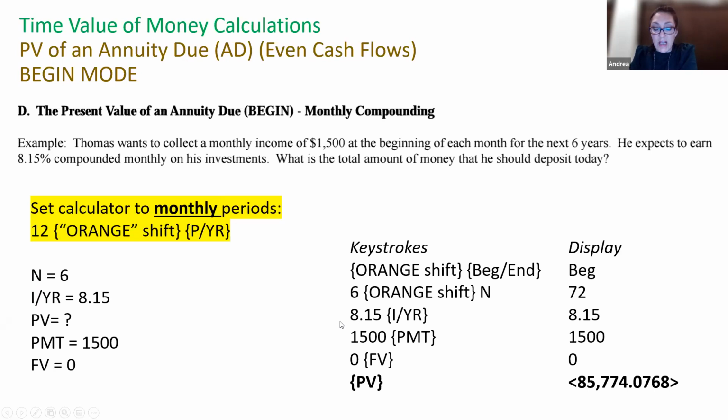Your interest rate is 8.15. Your payments are $1,500, he's collecting, so it's a positive number. And we are solving for present value, which is $85,774.